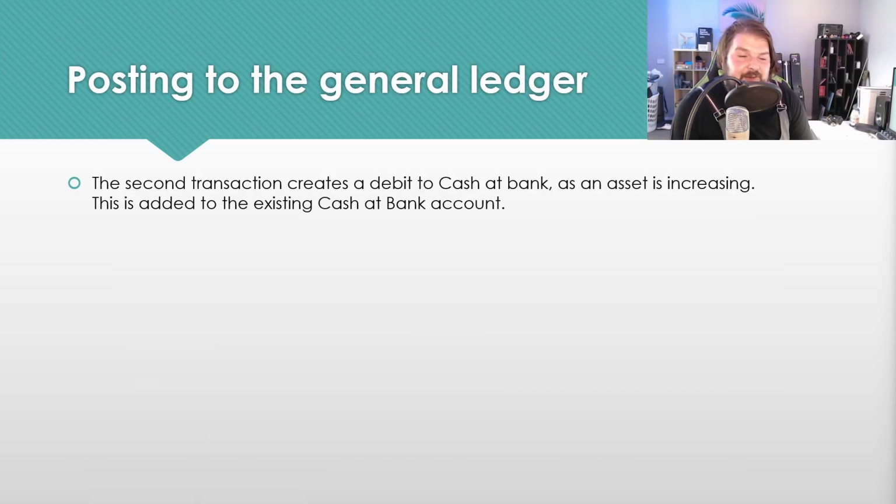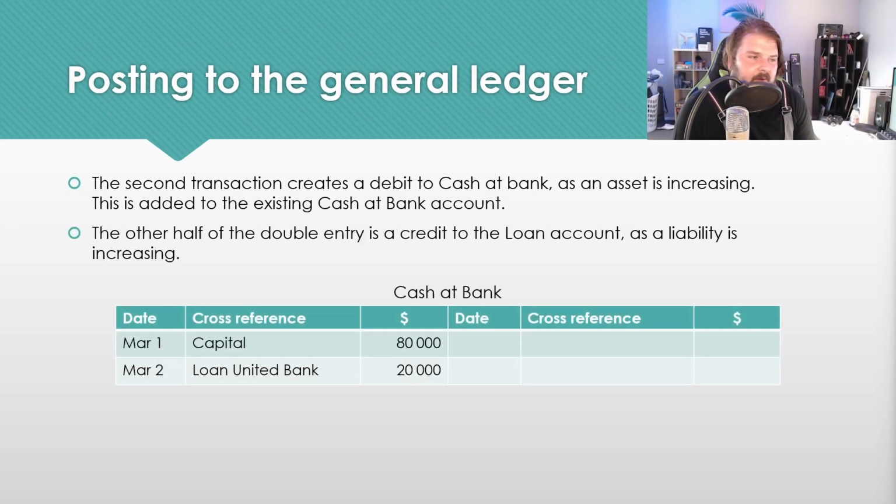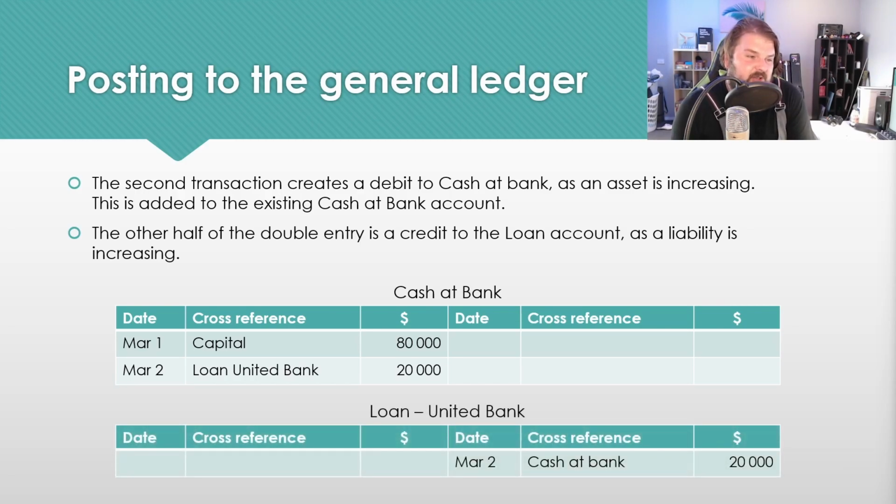Now let's look at that second transaction where we received $20,000 as a loan. So the other half of this transaction is obviously the loan account because we received a loan. So our liabilities have increased, as you can see.